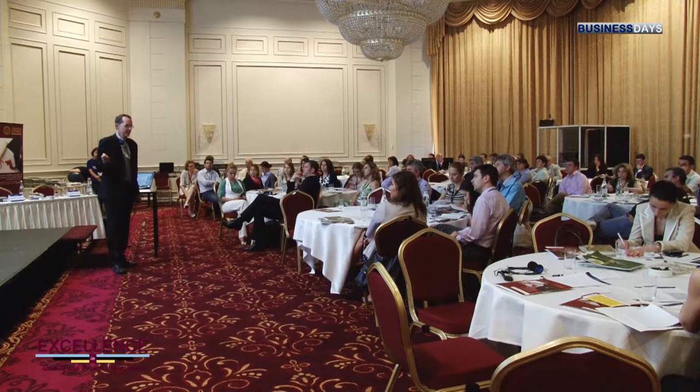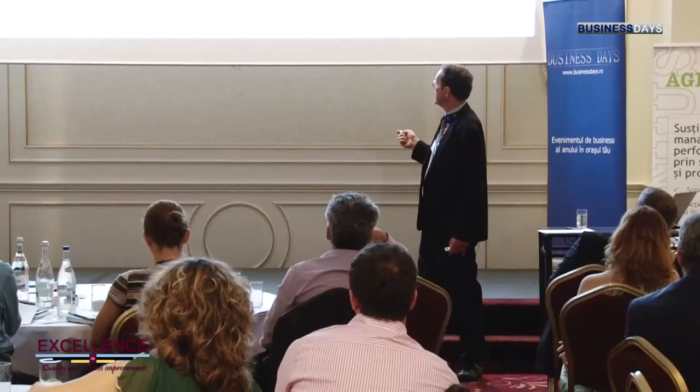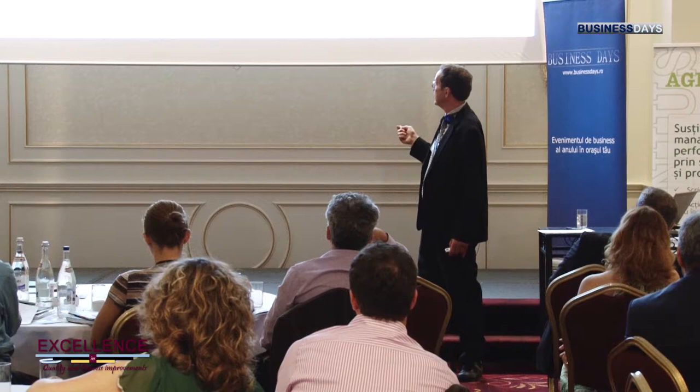Then in 2003, in my second edition of Implementing Six Sigma, I put Lean here. I added Lean, so it's truly integrated within the DMAIC roadmap. And then in my newer books, 2008, I put the Lean also in the improve phase. Okay.